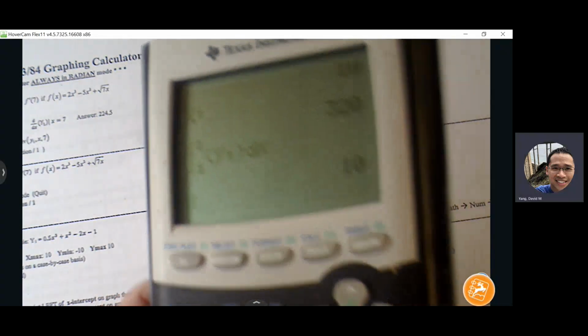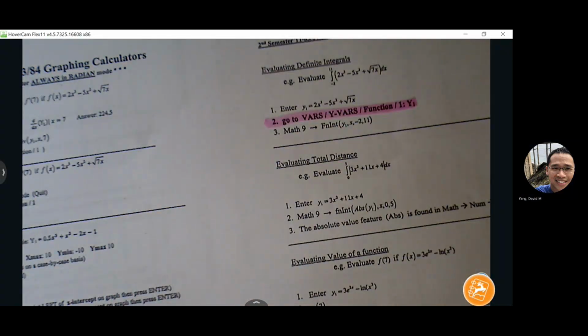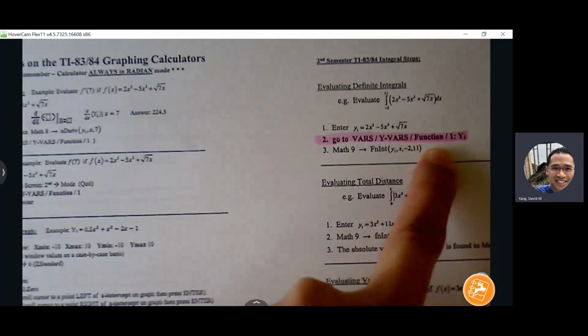So it's up to you if you want to use it. It's good for later when we're having to hold multiple functions and calling multiple functions into the same definite integral problem. So it's here, vars, yvars, function y1.